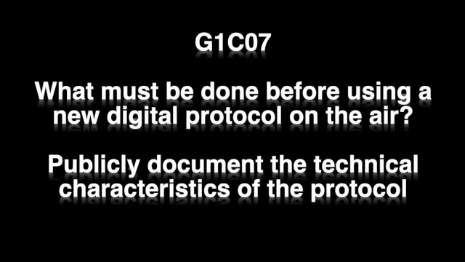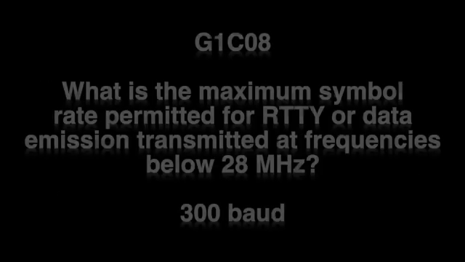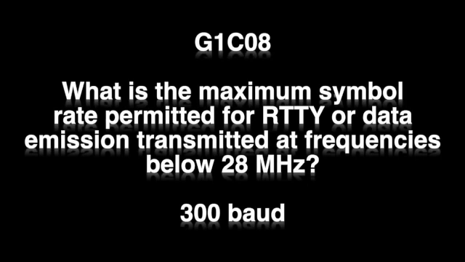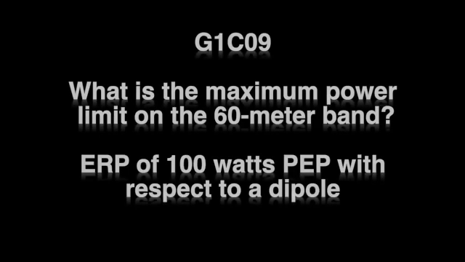G1C07. What must be done before using a new digital protocol on the air? Publicly document the technical characteristics of the protocol. G1C08. What is the maximum symbol rate permitted for RTTY or data emission transmitted at frequencies below 28 MHz? 300 baud. G1C09. What is the maximum power limit on the 60-meter band? ERP of 100 watts PEP with respect to a dipole.